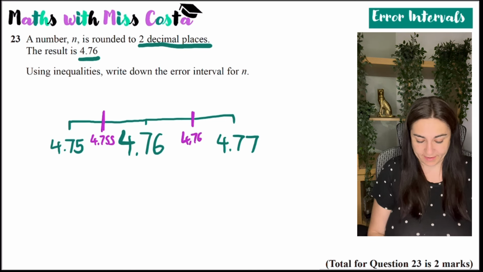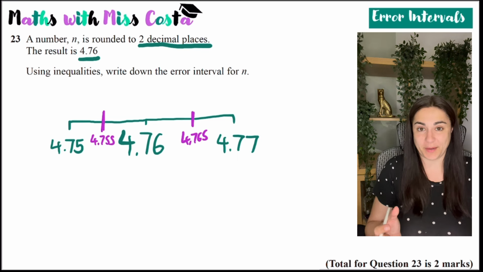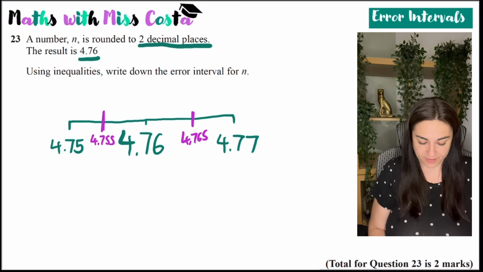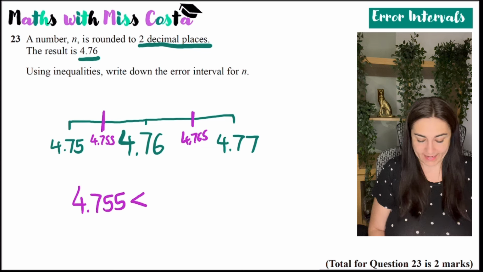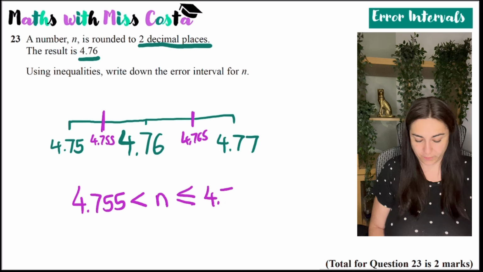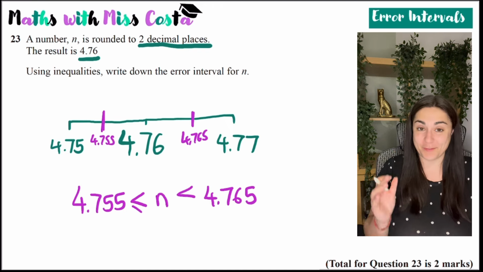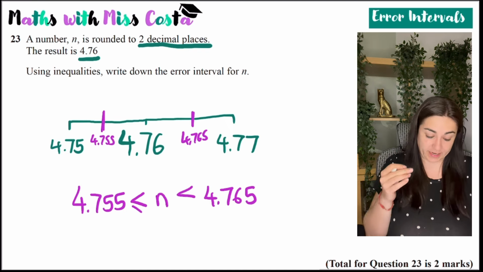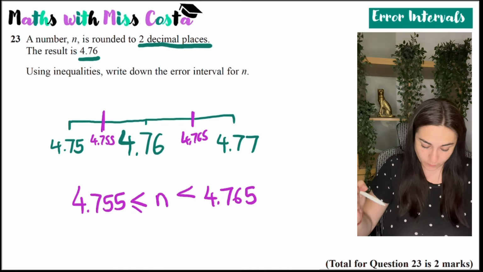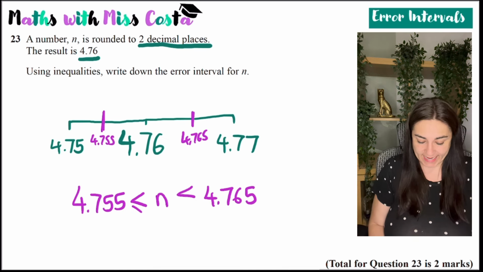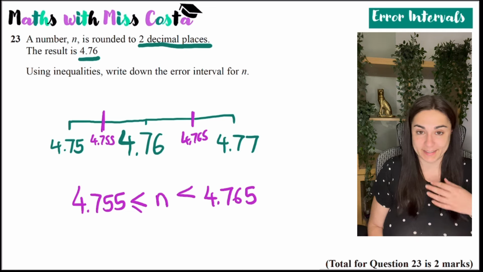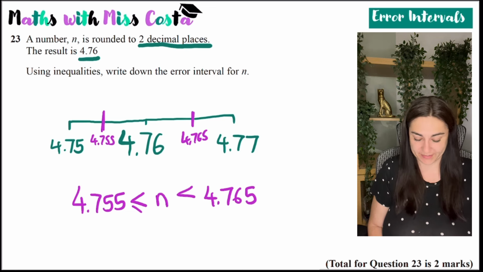And 4.765 is the largest it could be before it would have rounded up to 4.77. So I'd say that 4.755 is less than n, which is less than or equal to 4.765. Oh, sorry, I got that the wrong way around. So 4.755 is less than or equal to n, because if it was 4.755, it would round up to 4.76, the 2 decimal places, and it has to be less than 4.765, because if it was actually 4.765, it would round up to 4.77.